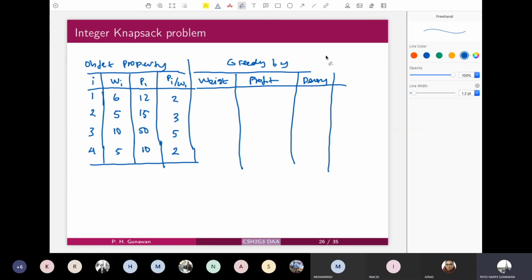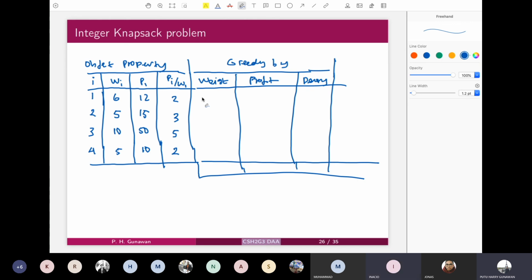Okay, and how to solve this one? So now the problem is you want to solve the weight. What do you mean greedy by weight? What do you think about the greedy by weight? Greedy by weight, something like you need to greedy the smallest weight.